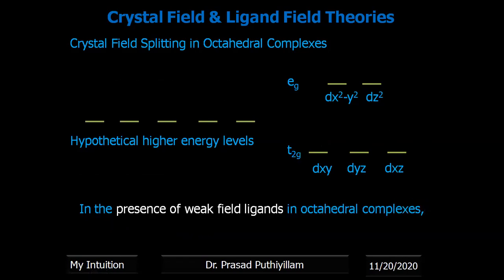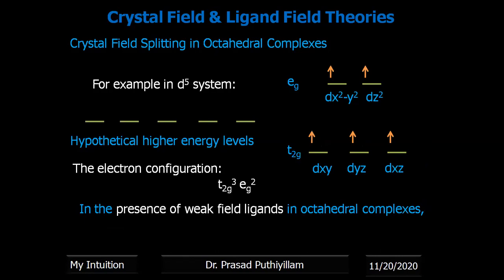In the presence of a weak field ligand, okay, the previous one was a strong field ligand, the electron arrangement will be like this. The electron will go to the higher energy level rather than pairing. The electronic configuration is t2g3 eg2. So here it is singly occupied, singly occupied, singly occupied, therefore a high spin situation.